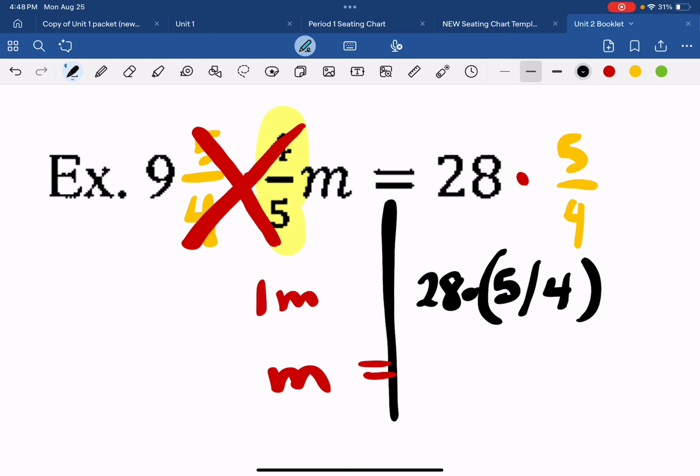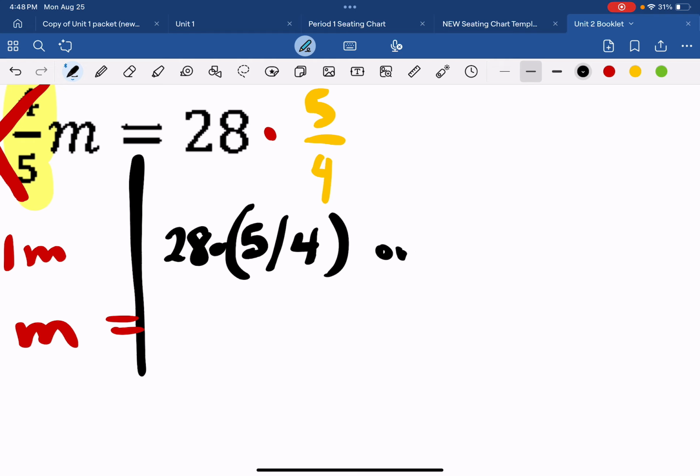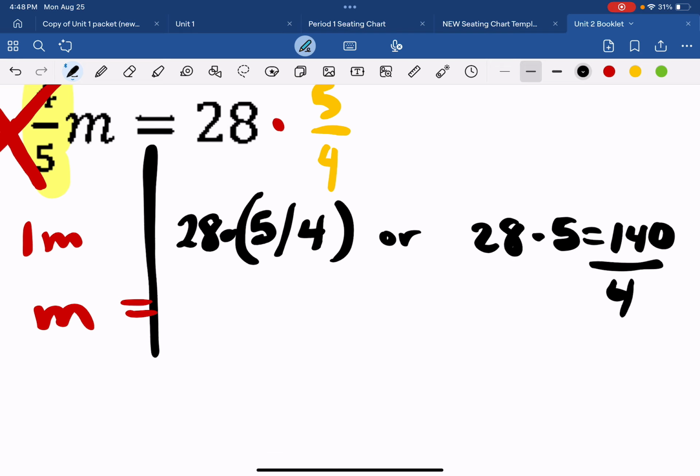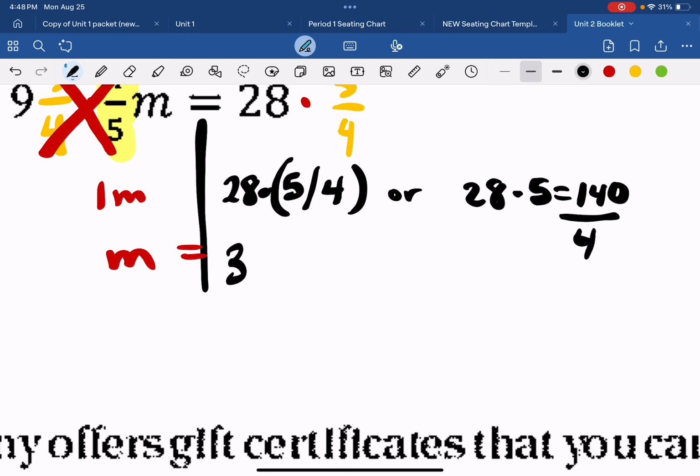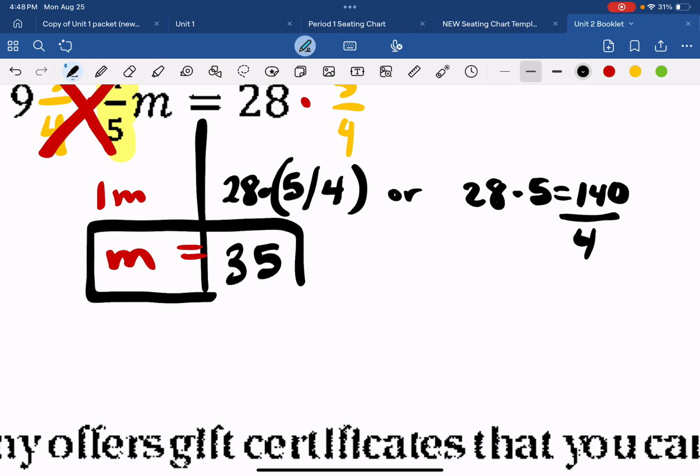Or you could do 28 times 5, which gives you 140, and then divide by 4. Okay? Either way, you're going to end up with the answer of 35.